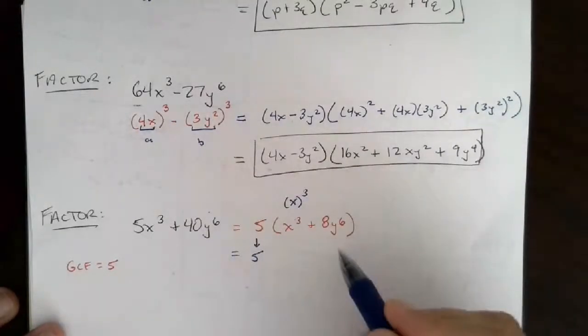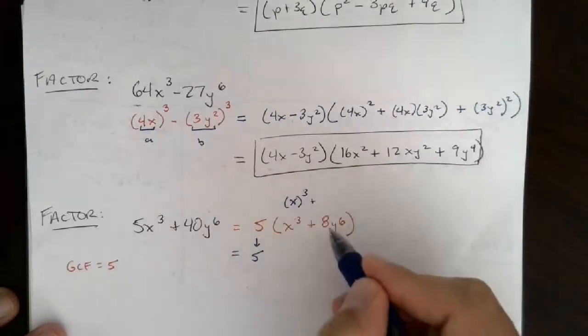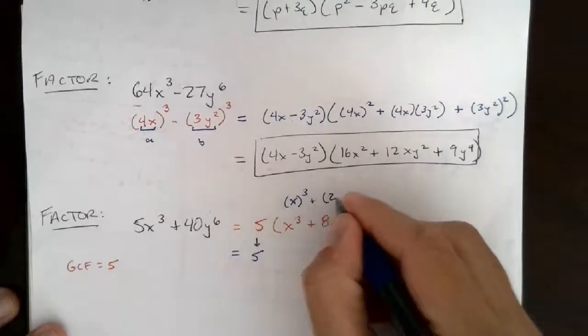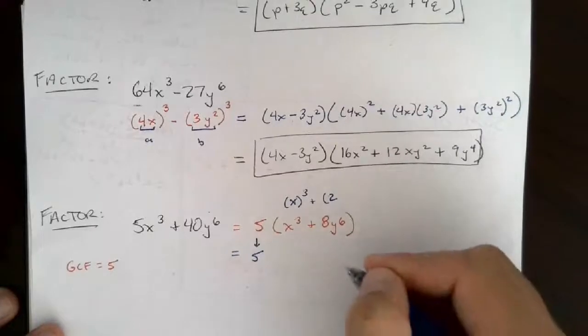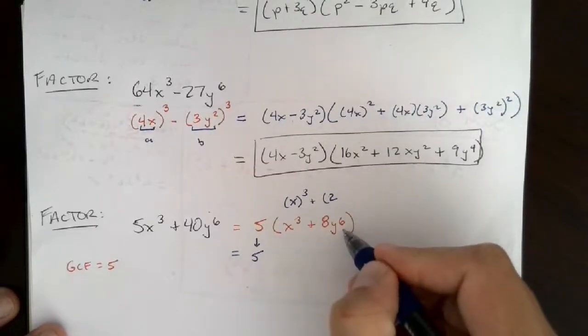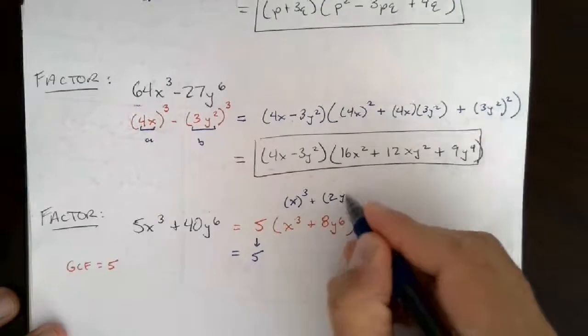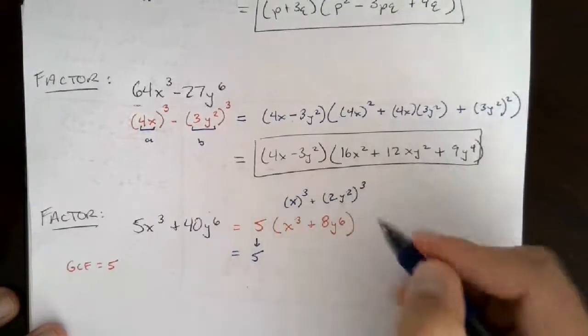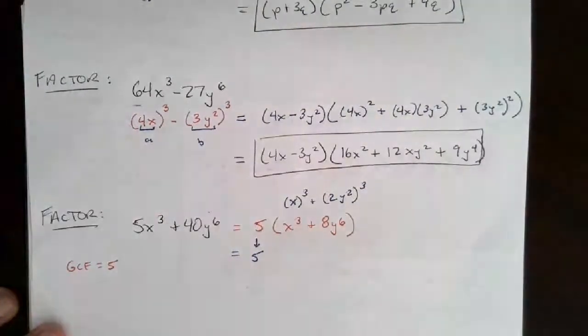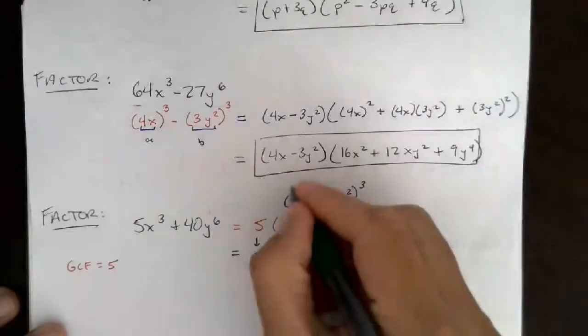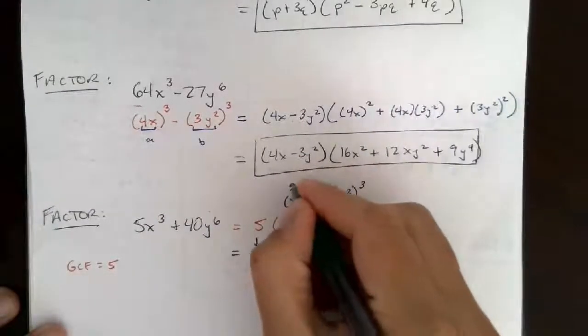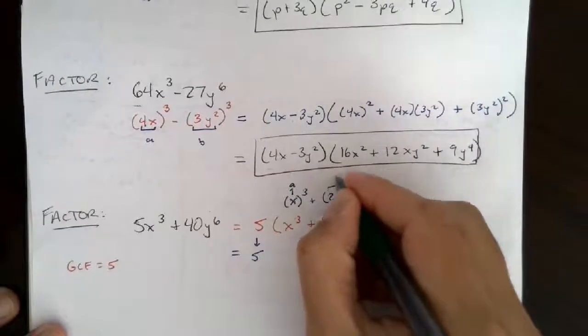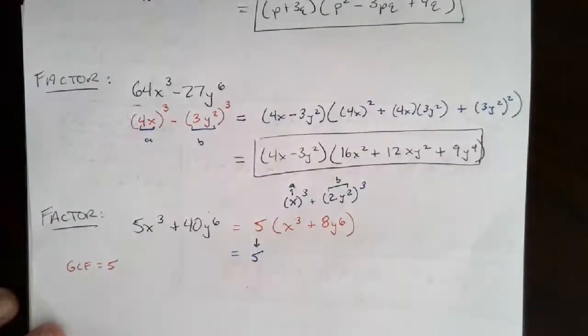8y to the sixth, is that a perfect cube? Well, 8, is that a perfect cube? What number times itself 3 times gives you 8? Well, that's 2. Right? 2 to the third will give you an 8. Y to the sixth, is that a perfect cube? Well, 6 divided by 3, that's 2, so we have y squared. Remember, this whole thing you want to be able to write as a perfect cube. So when I talk about this, A is x, and B is the 2y squared. It's what we did in the problem above. Just making sure you understand where it's coming from.